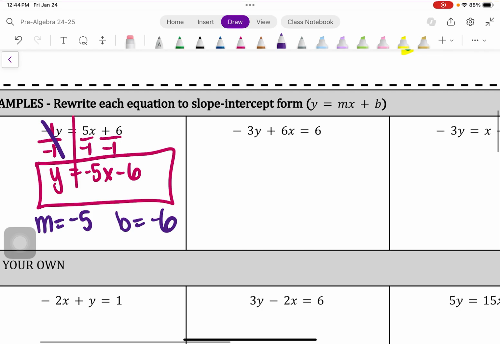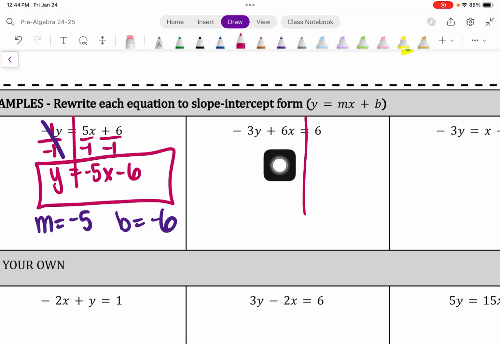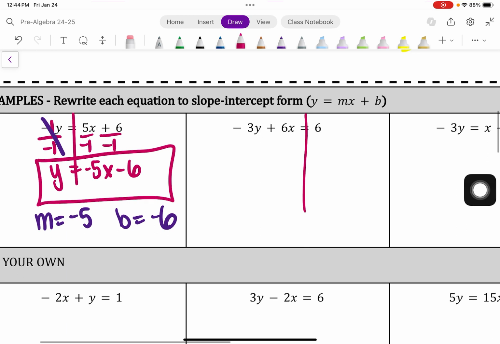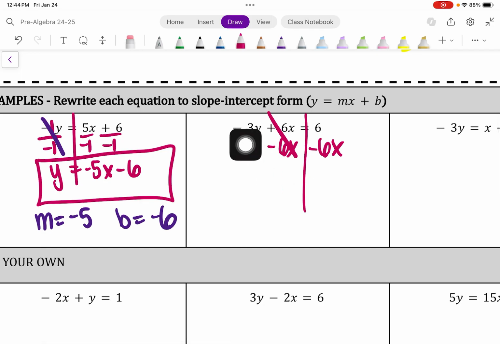Okay, next one. I draw my line down the equal sign, and I'm going to bring over my x term first, just because I'm going to get the x on the right side and then look at whatever is attached to the y. In this case, I'm going to bring the whole term over. So it is a plus 6x. The opposite would be to subtract 6x on both sides. I'm going to bring down the negative 3y. Then 6 minus 6x. These are not like terms, so I cannot combine them.